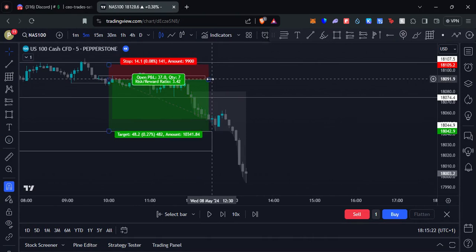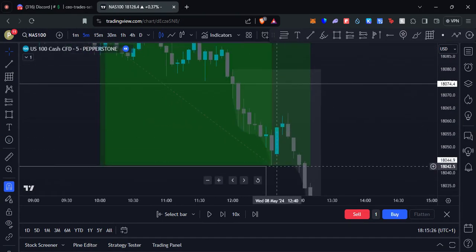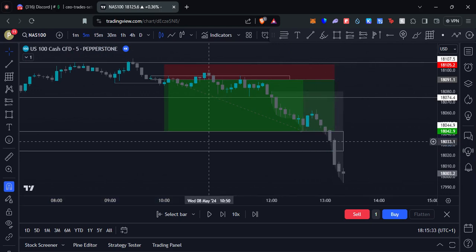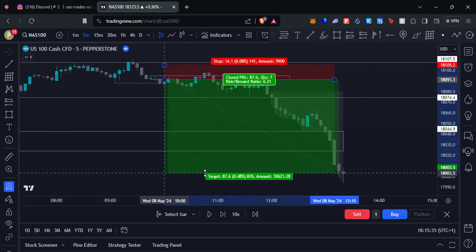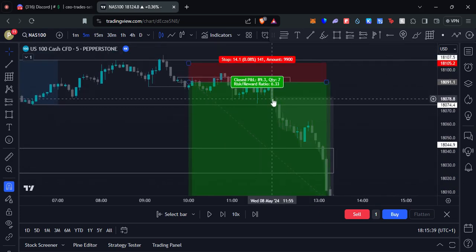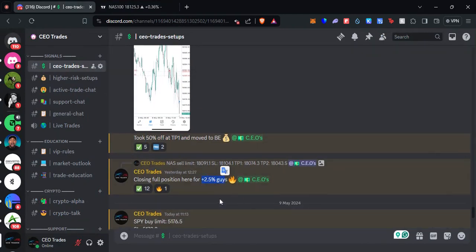And as you can see, price then straight away just plummets straight to our second take profit, beautifully tapping. Amazing trade. And then after that, it did run a little bit more. It ran for a beautiful 1 to 6.5 risk to reward. We didn't hold it all the way because we fully closed the position at a 2.5% gain on the account, and we were done for the day.